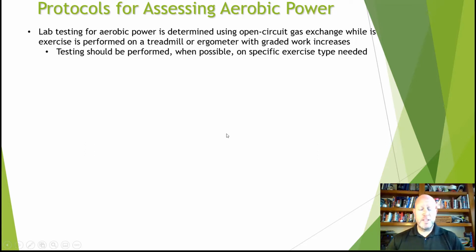That said, testing should be performed when possible on the specific exercise type. As I was alluding to, if you have an athlete who is running, you want them on a treadmill. If they're the regular everyday person, you probably want them on a treadmill, not a bike, not a rowing machine. Not that you can't use those machines, but we're not just testing here for changes in physiological differences internally, but also for life performance. So we want to be clear what the goal is.